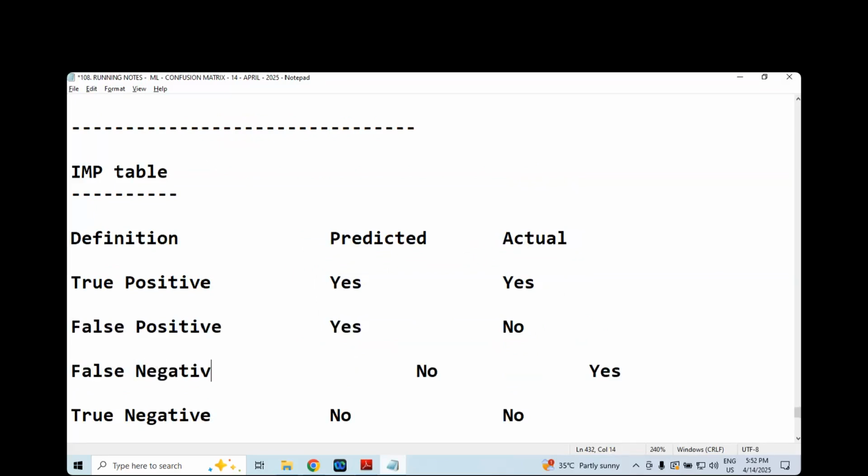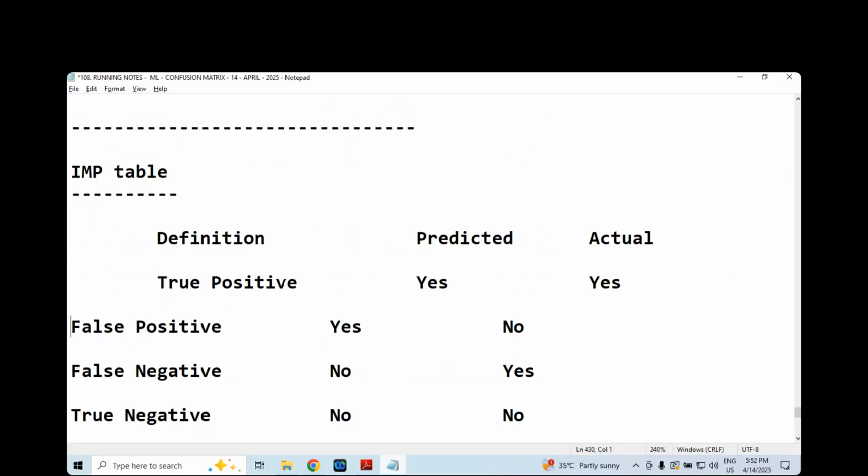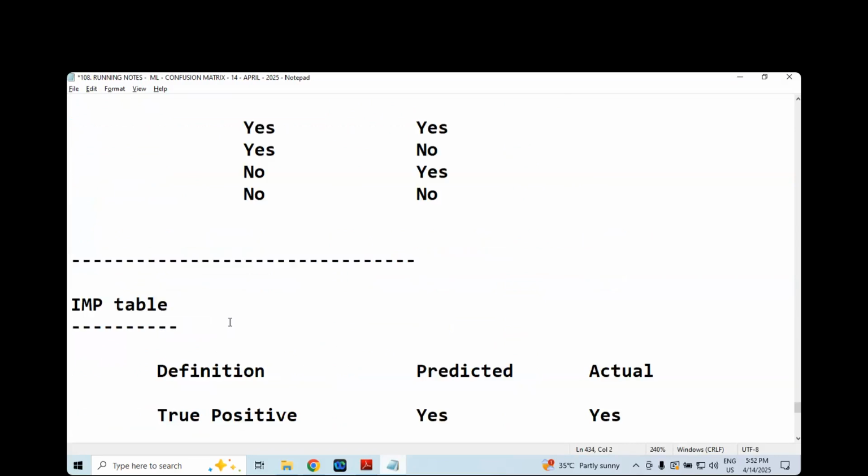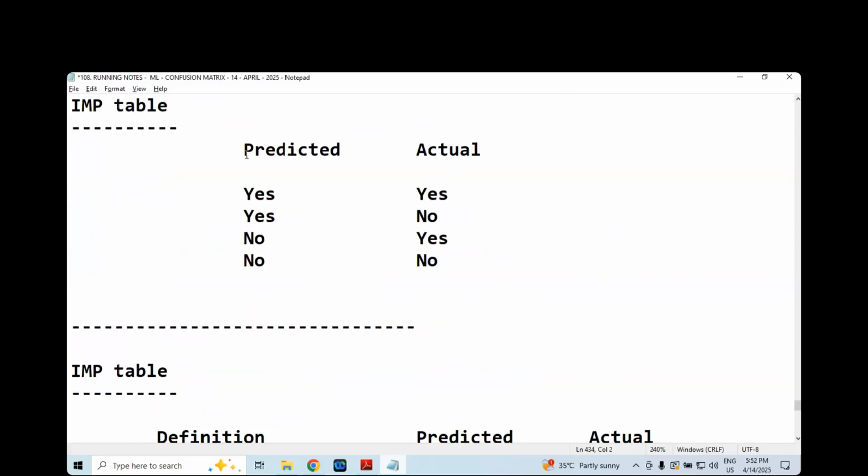False negative. During an interview, if anyone asks you to explain the confusion matrix of classification, first you need to explain these scenarios.